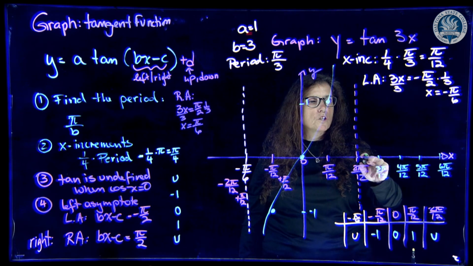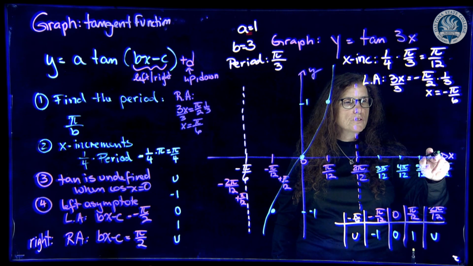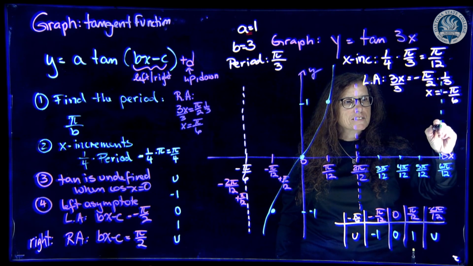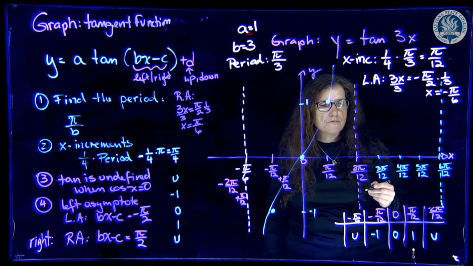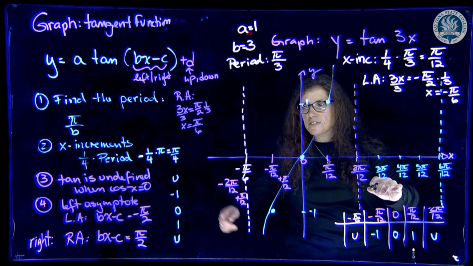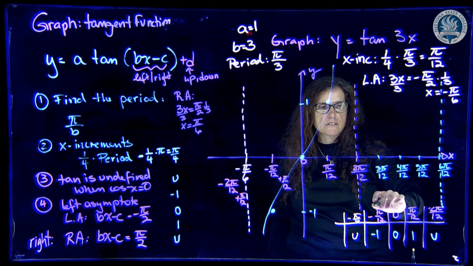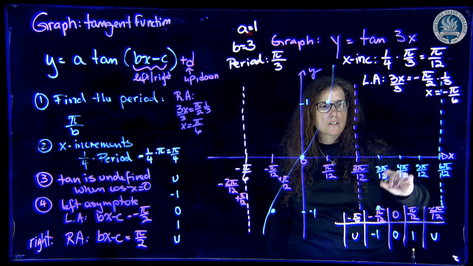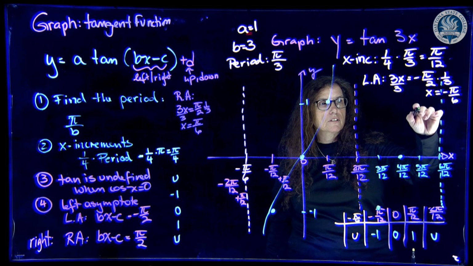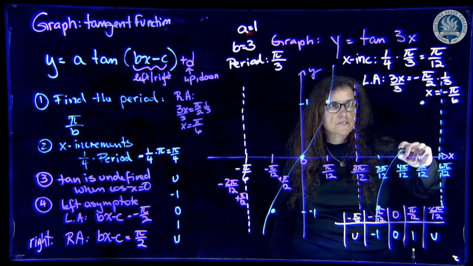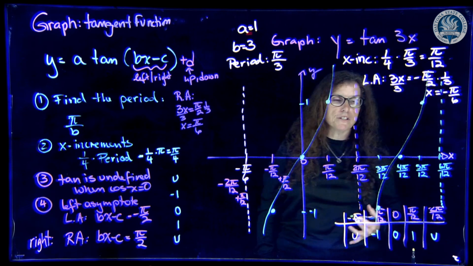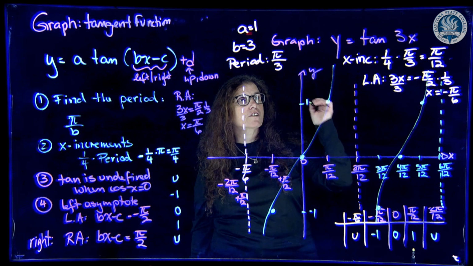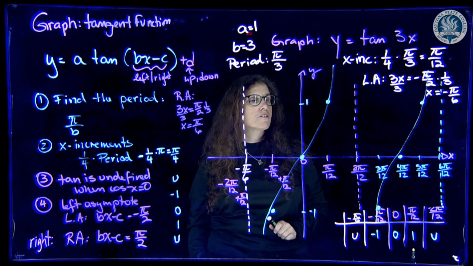So we have 1, 2, 3, 4, 5 points. This would be my next asymptote, 6 pi over 12. And then I have the same y values, my pattern, negative 1. Then I go through 0, and then I go through positive 1. And if I can draw a nicer S-curve, I would. Here you go. Now I have graphed 2 periods of the tangent function, the tangent 3x.